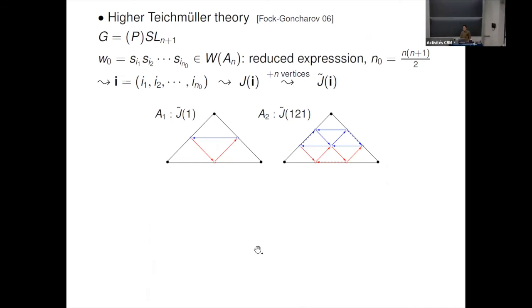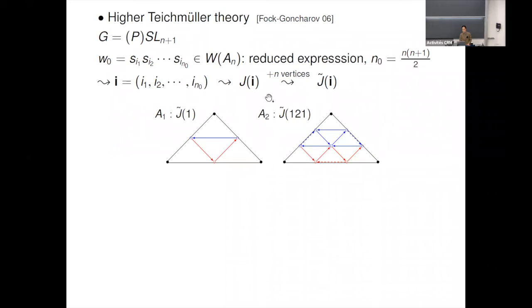So for today, I only mentioned the case that G is PSL n plus 1. So this is, again, A type. For this case, we again fix a reduced expression of the longest element in the Weyl group. It's the same as before in totally positive matrix. Then we get some sequence of rank variables. And by following this, we can define a cleaver.